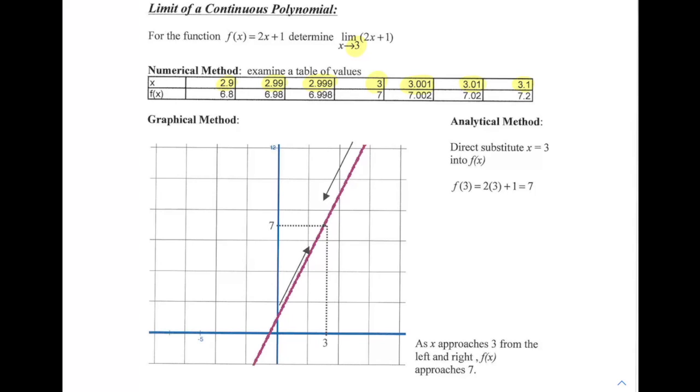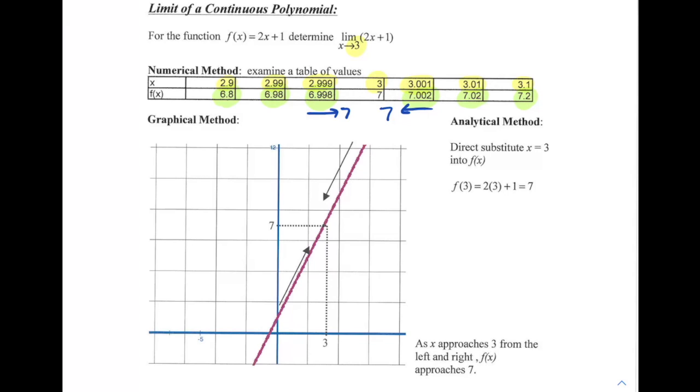And then we just plug that x value into our function 2x plus 1 to get the corresponding y values. And what we're doing with these y values is observing if they are also approaching the same thing from the left and from the right. So let's see. From the left, we see 6.8, 6.98, 6.998. Seems as if from the left it's approaching a 7. If we look coming from the right, 7.2, 7.02, 7.002. This appears to also be approaching a value of 7.